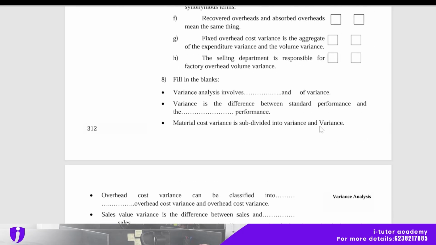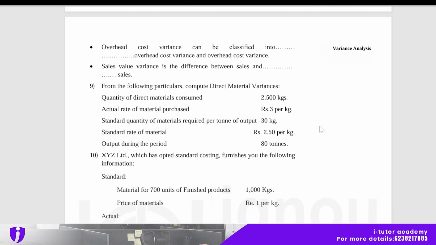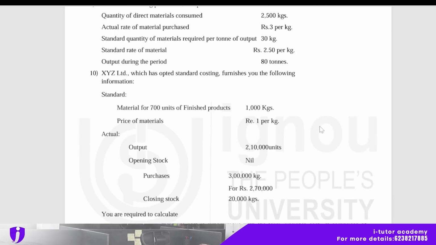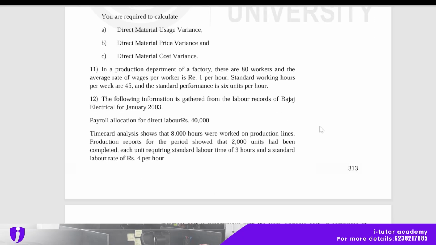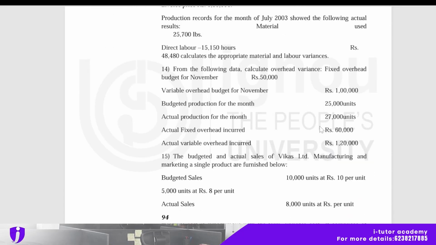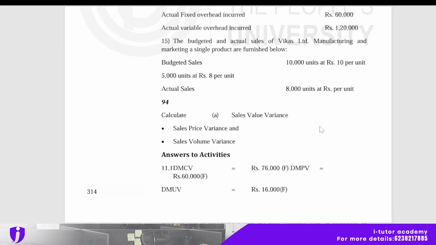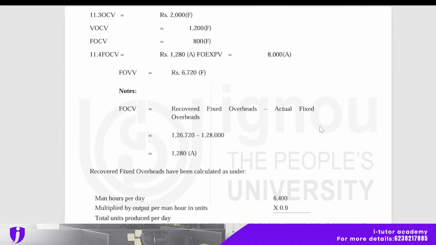And the seventh question is also here, a fill in the blank question is here. And here is, from the following particulars, compute the direct material variances. So this is from the discussed portions. You just try to calculate all this. Maybe questions will be expected from this side also, the calculation side. So answers of the activity are also here, so you just refer to that.